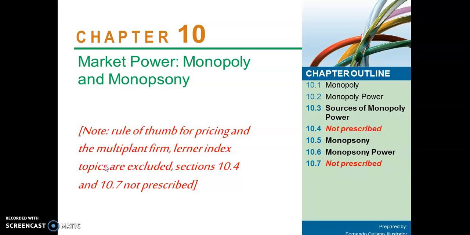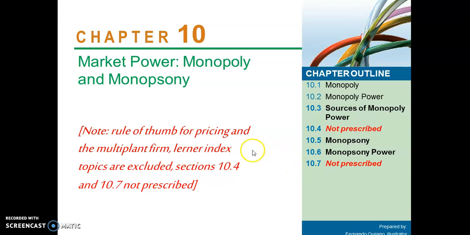This week we will continue with chapter 10, Market Power, Monopoly and Monopsony. Last week we did Monopoly and Monopoly Power. This week we'll look at the sources of monopoly power, monopsony, and monopsony power. Remember, sections 10.4 and 10.7 are not prescribed. These sections you build on in your third year of microeconomics.